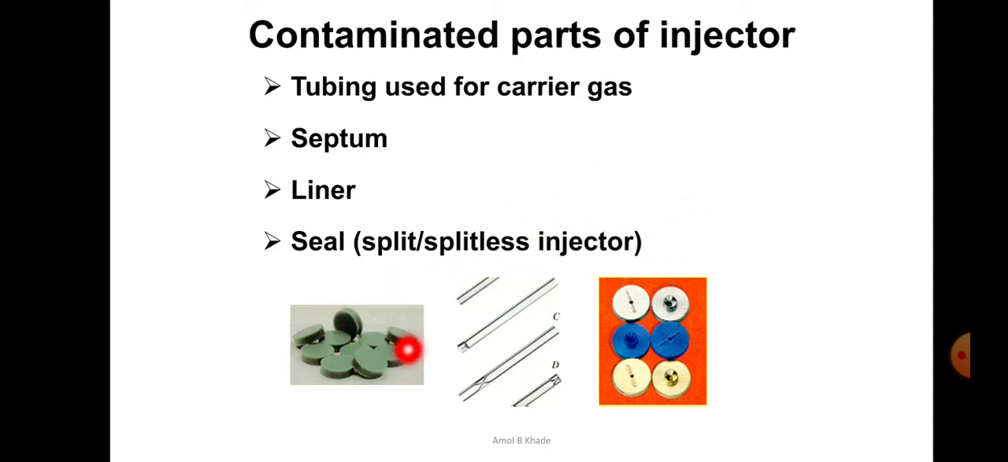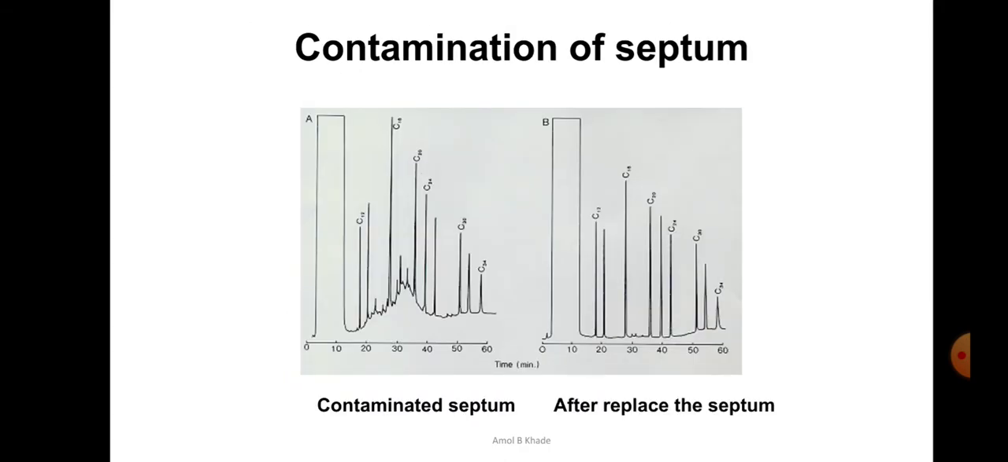Now we should regularly clean these, or we have to replace them at a particular interval of time, because they will get contaminated with our previous samples. And this is a chromatogram which indicates what happens if we are not cleaning regularly or not replacing these septums after a regular interval of time period.